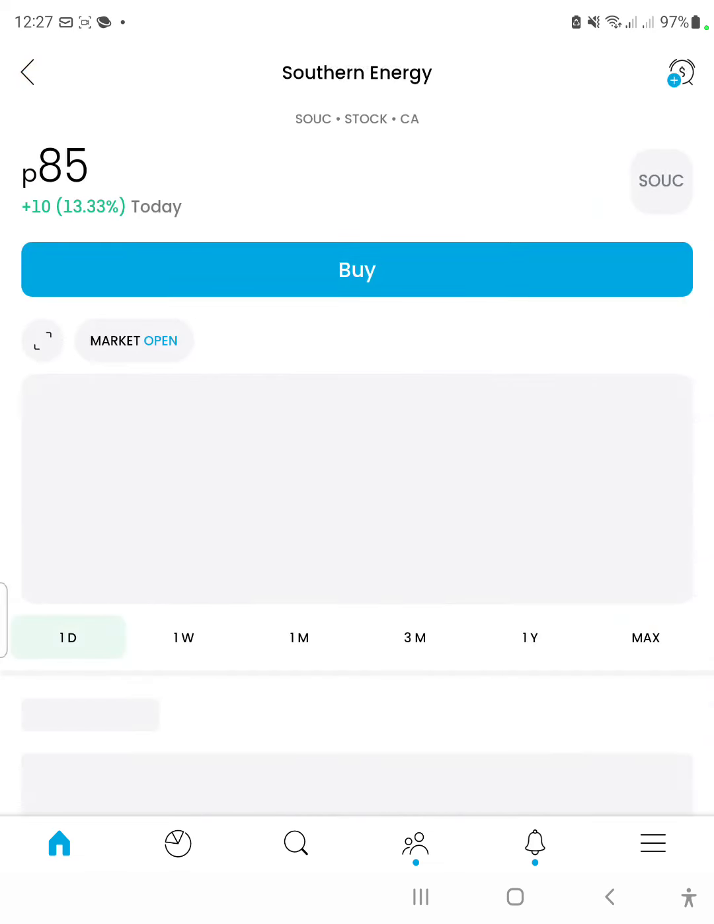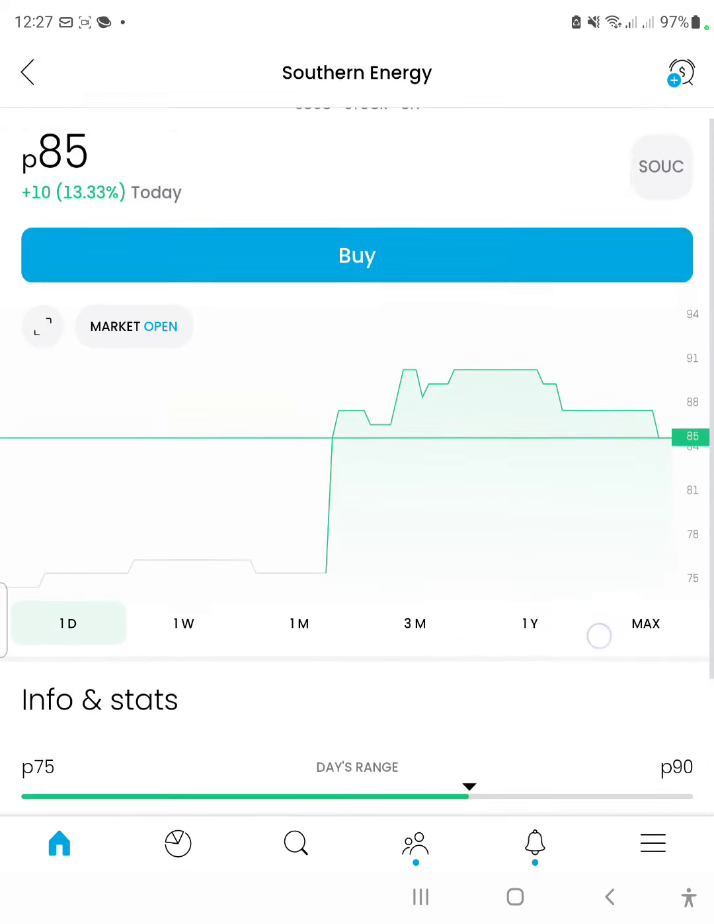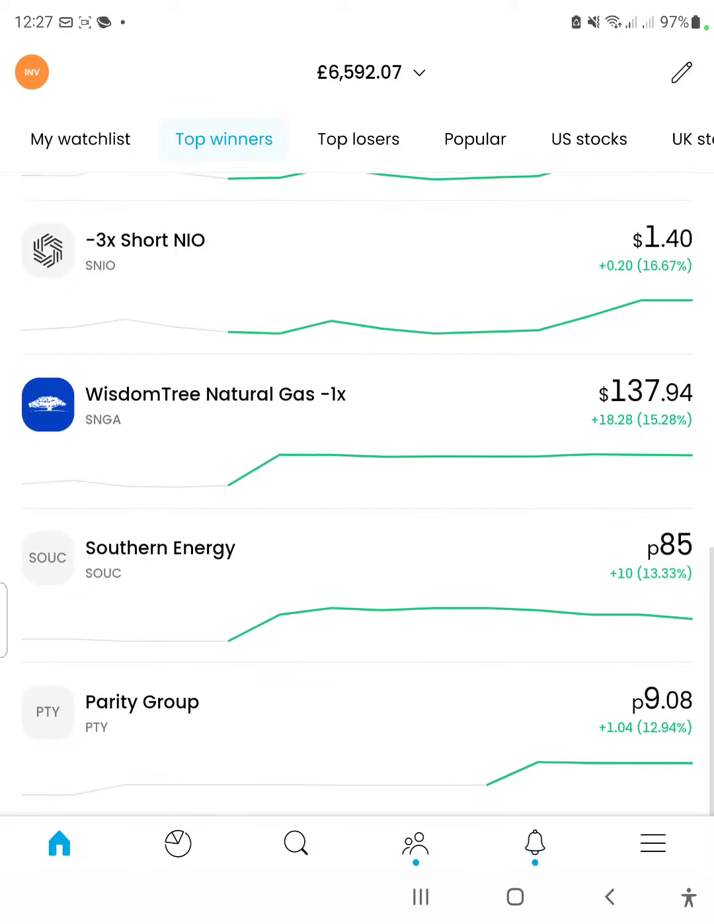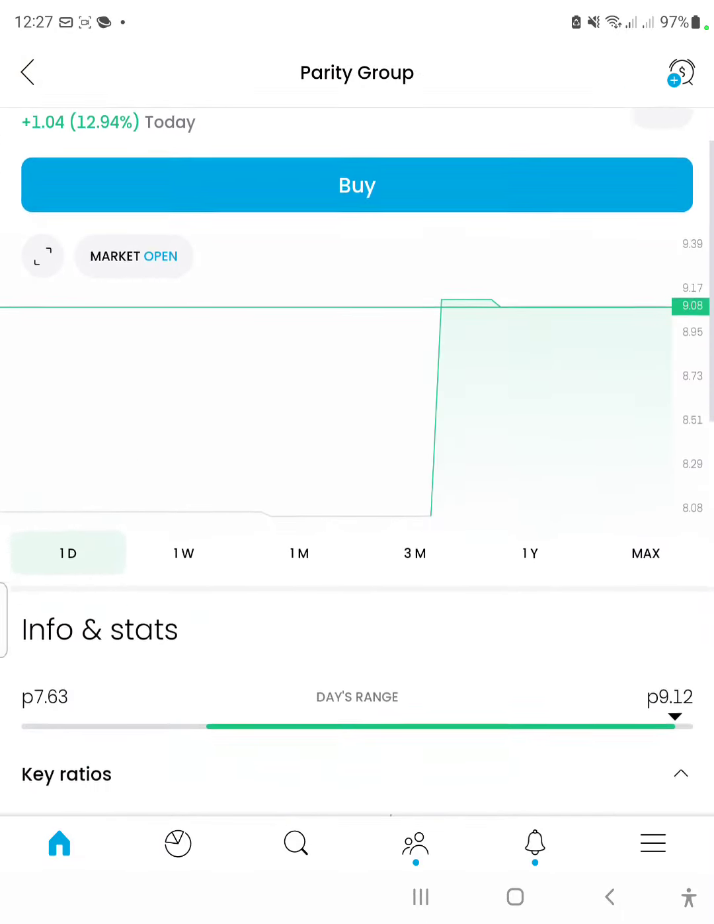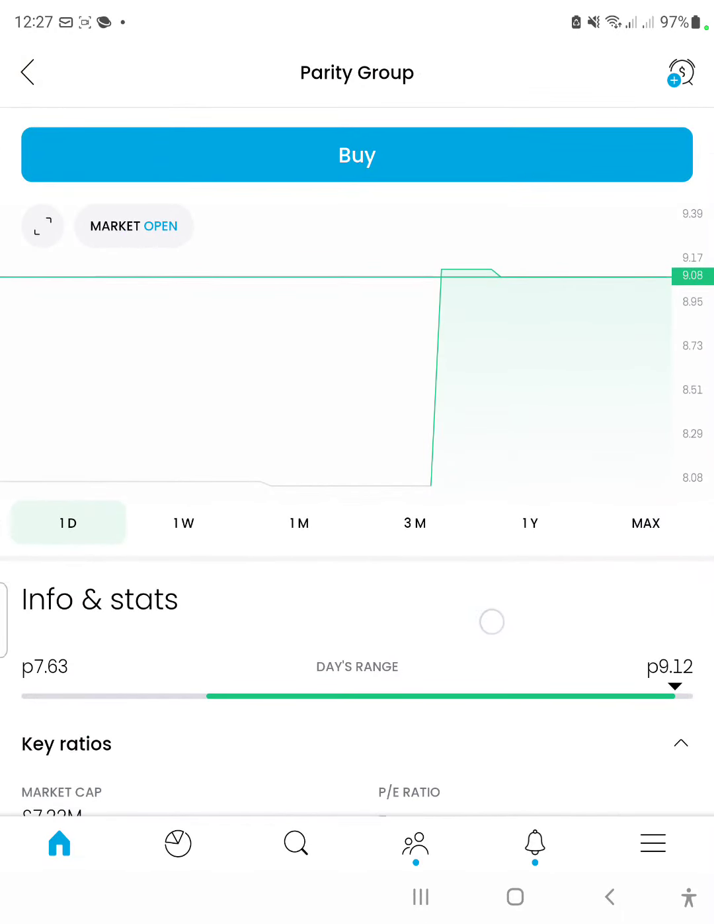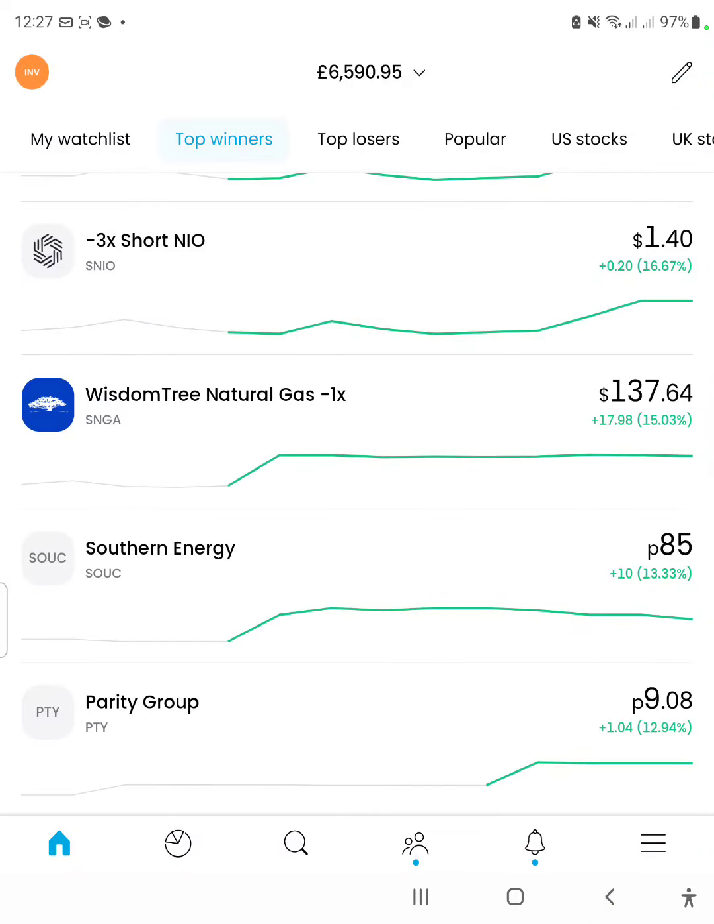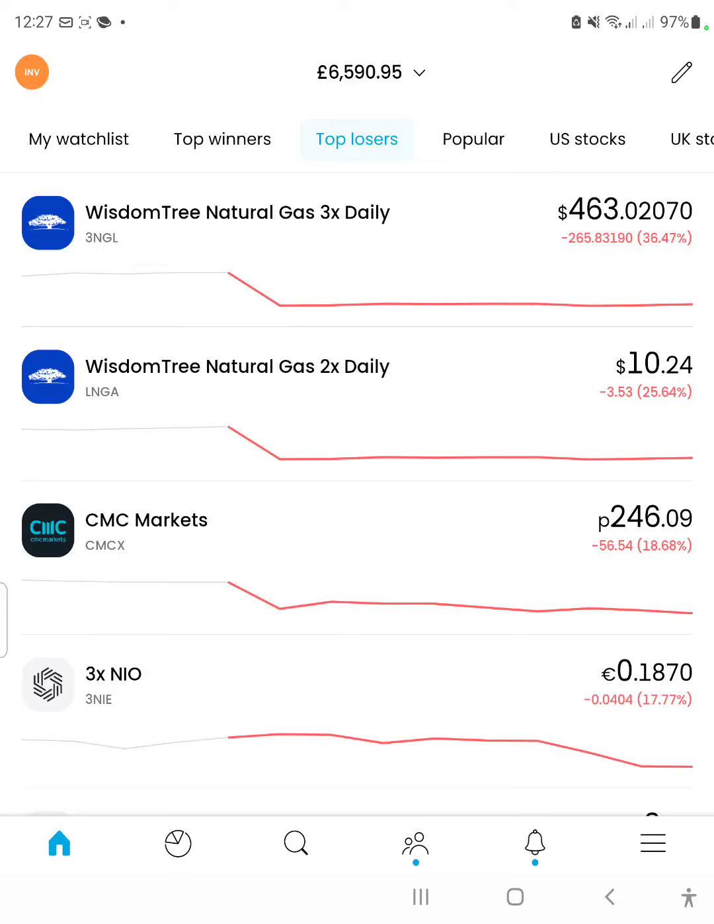So let's go to Southern Energy. The market cap has to be $1 billion, by the way, otherwise it's not really viable. We're trying to reduce the risk as much as possible. So the market cap for this is 7.22 million, which is way too low. Let's go straight into the top losers.